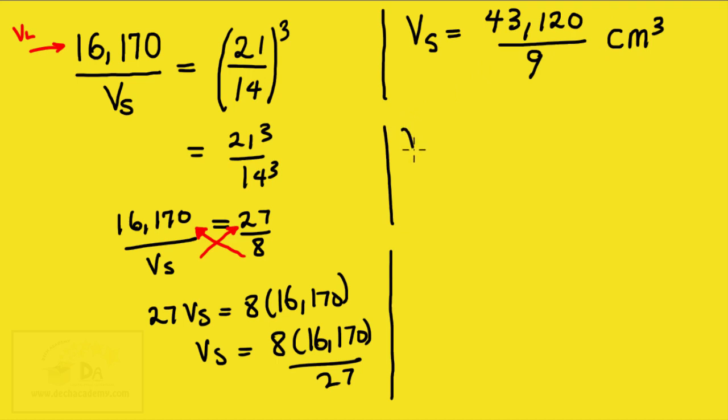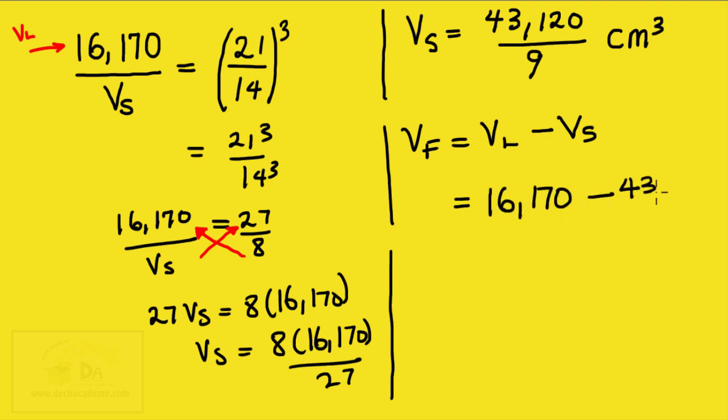Therefore, the volume of the frustum, which is the volume of the larger cone minus the volume of the smaller cone, is equal to 16,170 minus 43,120 divided by 9, which is approximately equal to 11,379 centimeters cubed.